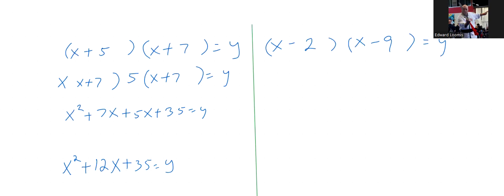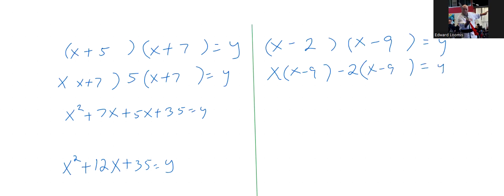The second one is x minus 2, x minus 9. That equals y. Take my first parenthesis, and I'm just going to break it apart. And remember, this 2 is negative, so I'm going to bring that negative 2 down. I'm going to take my second parenthesis and put it with both of those. That's x minus 9, x minus 9, and that whole thing is equal to y.